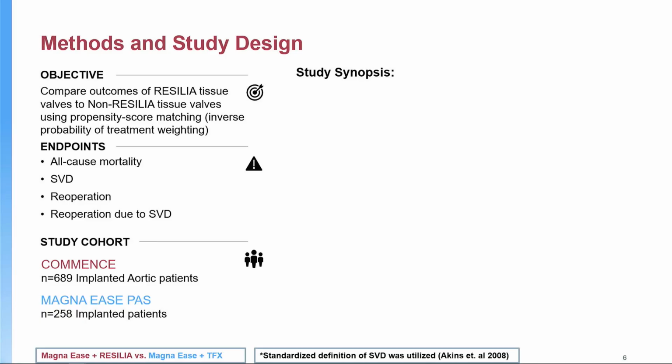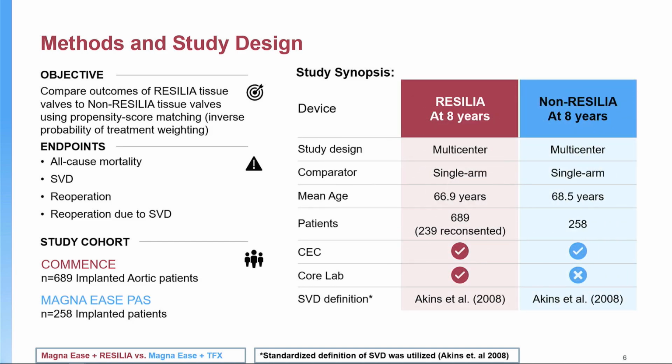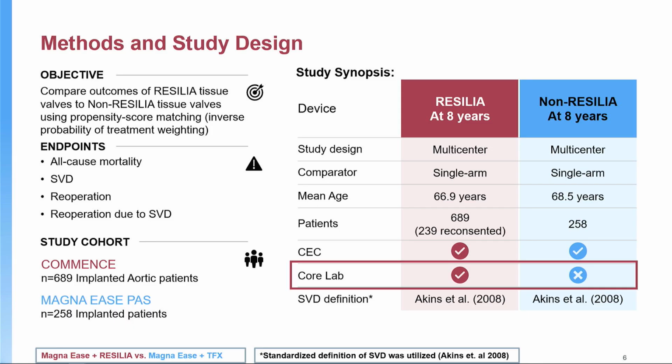So the study cohort for the Resilia tissue is the COMMENCE valve, N of 689 patients, and the comparative arm was the Magna Ease PAS. So the comparative arm specifically used Magna Ease. The most important part of this study is that the COMMENCE valve is a valve frame from the Magna Ease. The only difference is that it uses the Resilia tissue. This is the study synopsis. I'm not going to go through each of it, but the main difference is that the Magna Ease PAS did not have a core lab, whereas the Resilia study had the core lab.